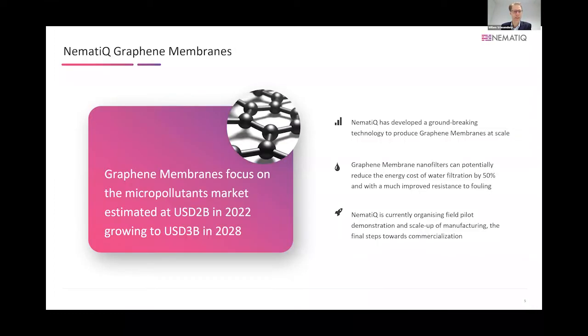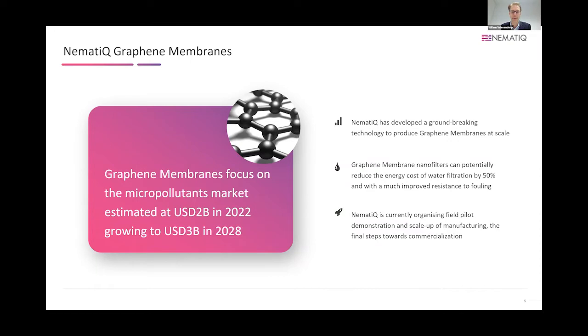So graphene membranes is something we haven't talked about a lot over the last few years, but it's been a development that's been ongoing for quite a while. Because we expect to be ready for the market soon, meaning in the next, say, one or two years, it's worthwhile already mentioning it in this webinar. Graphene membranes focus on the micropollutants market. You must have heard about that if you follow the water sector, for example, in PFAS and in pollutants that disrupt hormones. It's a very big market and it's growing fast.